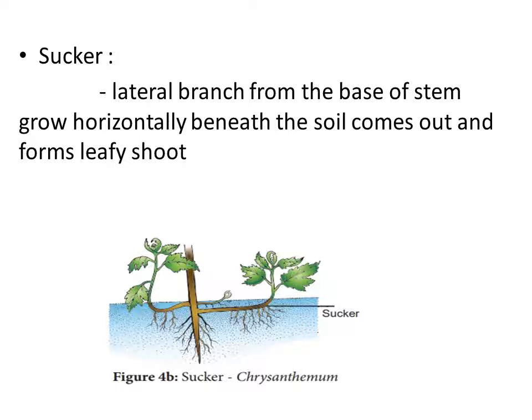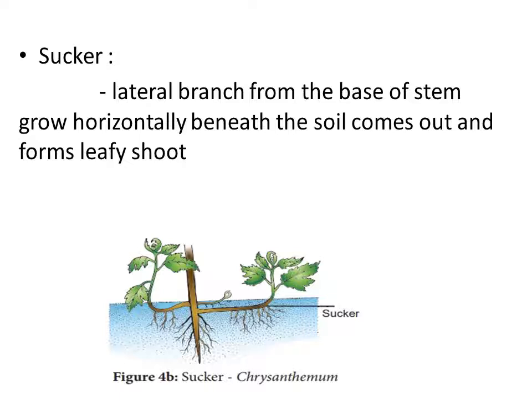It is not growing above the soil. So beneath the soil, that means just inside the soil, the horizontal branch will grow. This will come out after a certain period of time and forms a new leafy shoot. Right? So this kind of modified stem is called a sucker. Right? What do you mean by sucker?